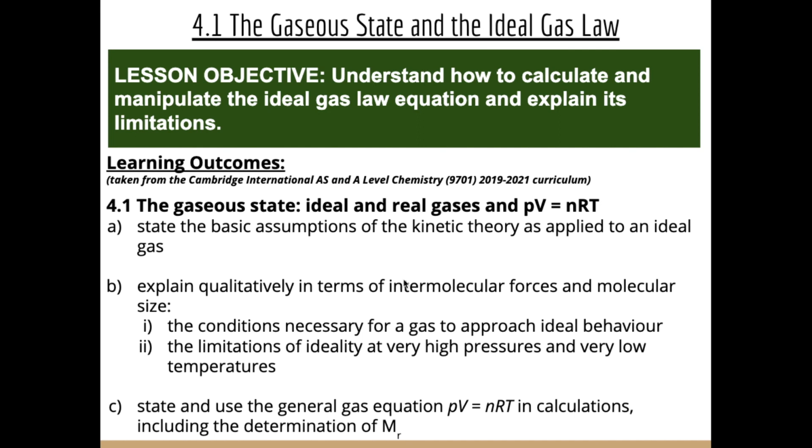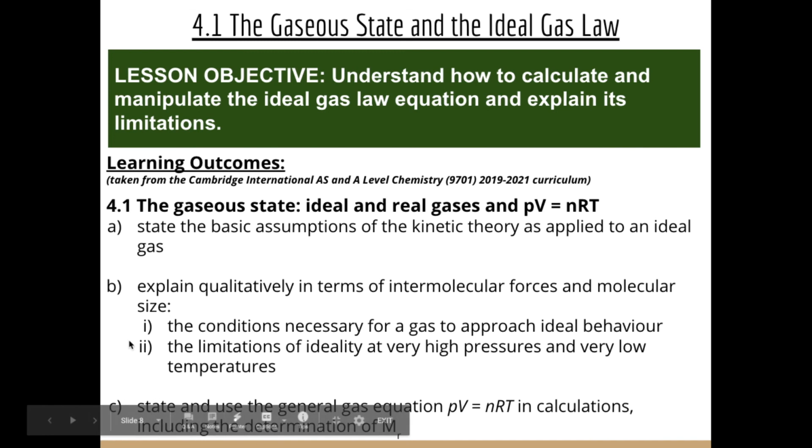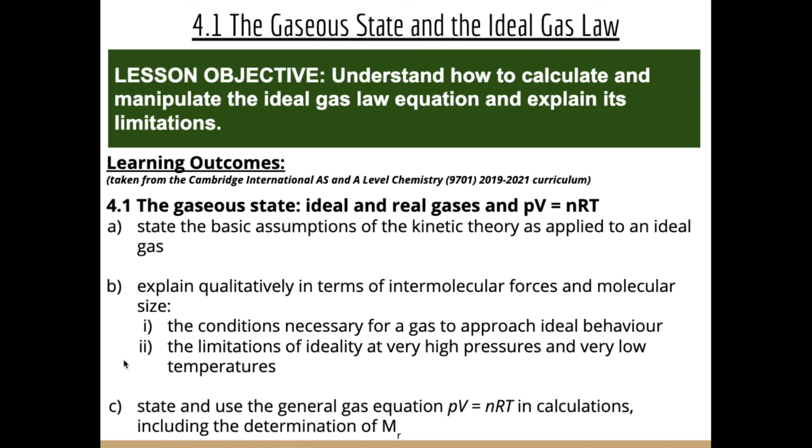And with that, we conclude our first lesson on states of matter. What have we looked at? We stated the basic assumptions of the kinetic theory as applied to an ideal gas, explained qualitatively, so using words, in terms of intermolecular forces and molecular size, the conditions necessary for a gas to approach ideal behavior, the limitations of ideality at very high pressures and very low temperatures. And we've stated and used the general gas equation, PV equals nRT, in calculations, including the determination of relative molecular mass.